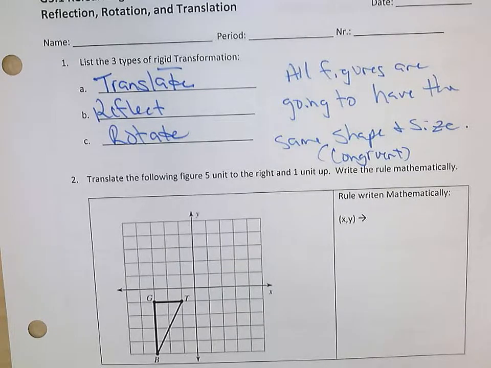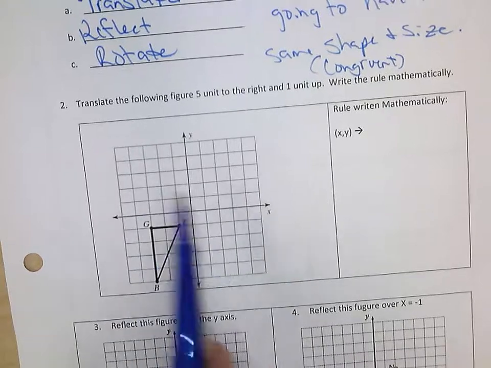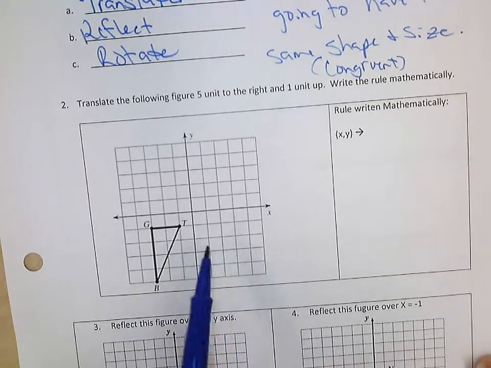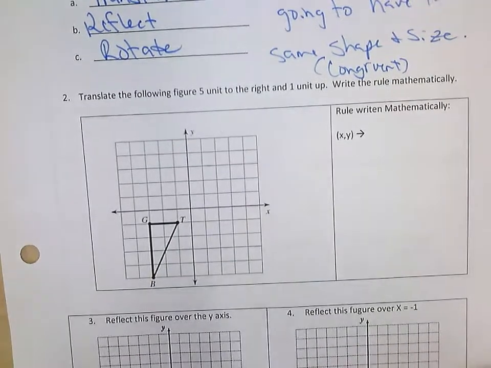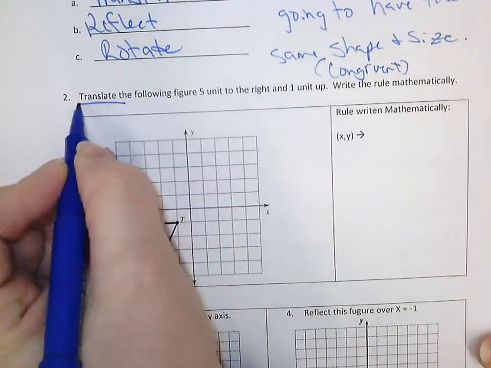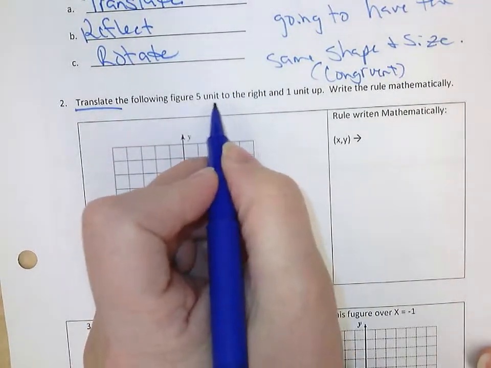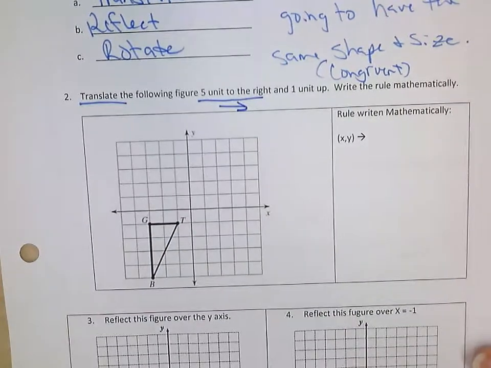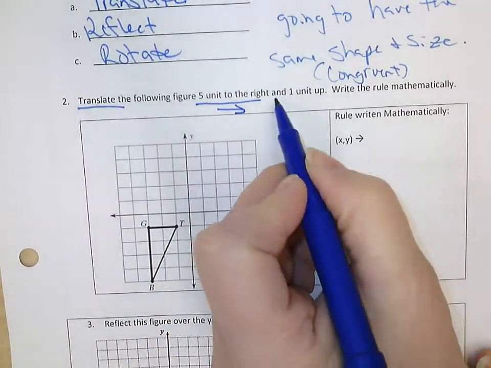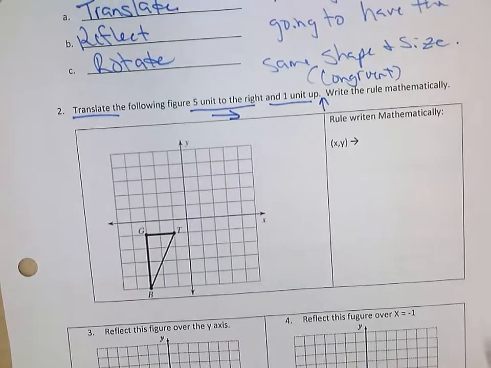For translate, there's two things we can do. We're going to actually do the translations or the reflections or the rotations, and then we're going to write what's called the rule of transformations. There's two ways to go about it. So this one right here tells us that we're going to translate, and it gives us some instructions. We're 5 units to the right, that's this way. We're going to go this way when we move our points, and we're going to do 1 unit up, which means that we're going to go up on our y-axis.